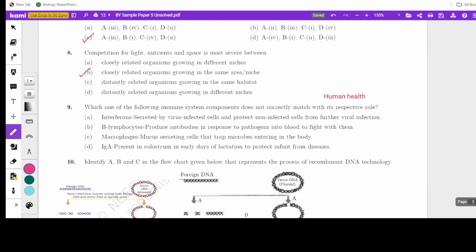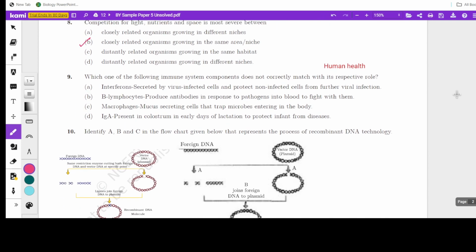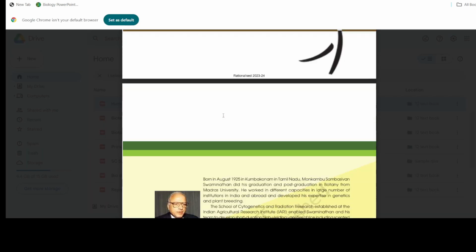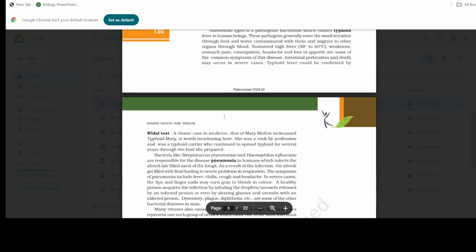Next question. Which of the following immune system components does not correctly match with its respective role? So, human health. Let's see. Interferon is secreted by virus-infected cells and protects non-infected cells from further viral infection. You have a doubt in this? Let's see the chapter. So we have taken human health and diseases.